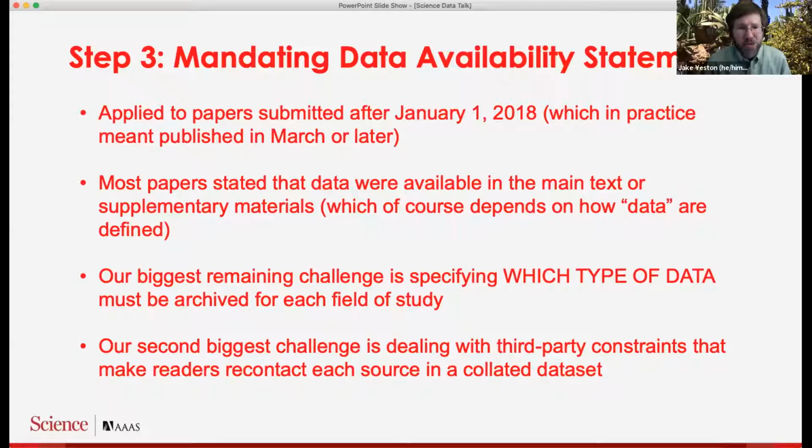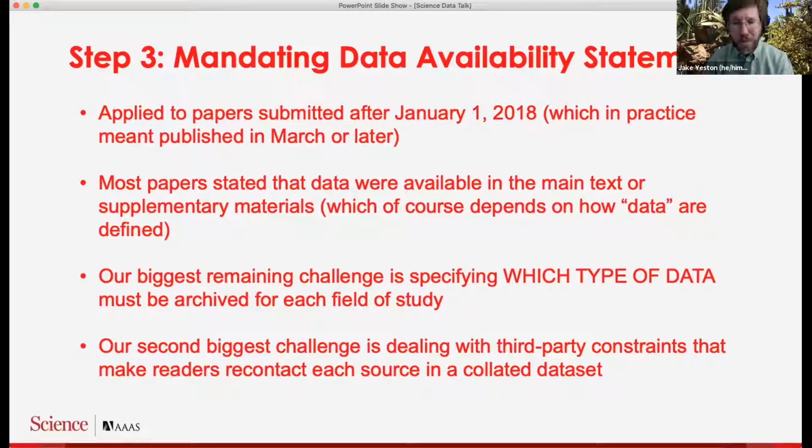And our biggest remaining challenge is specifying which type of data needs to be archived for each field, because you get in a situation where authors are basically saying, data availability, our data are all in the paper. And then the editor in that field goes and says, well, your colleague actually put this full set of tabulated data here in Zenodo. What would you think about doing that too? And so that's really the direction that we've been moving.